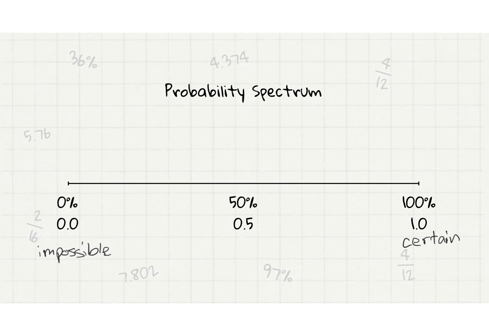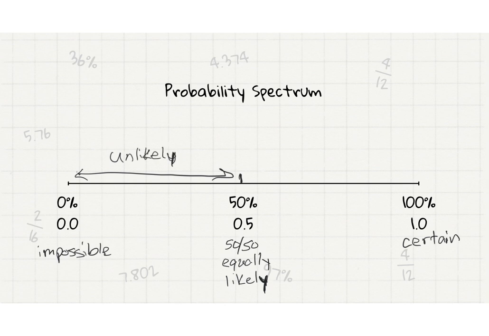Smack dab in the middle, we have the 50%. This would be a 50-50 chance, or equally likely. All right, so that would be like with our coin example, heads or tails. I have an equal chance of getting heads as I do tails. Now, anywhere in between 0 and 50%, so this part right here, I'm going to call that an unlikely situation.